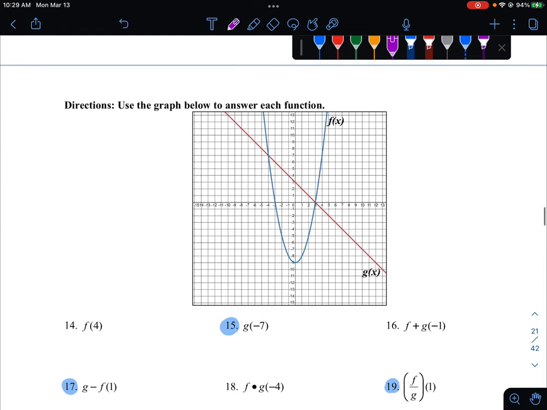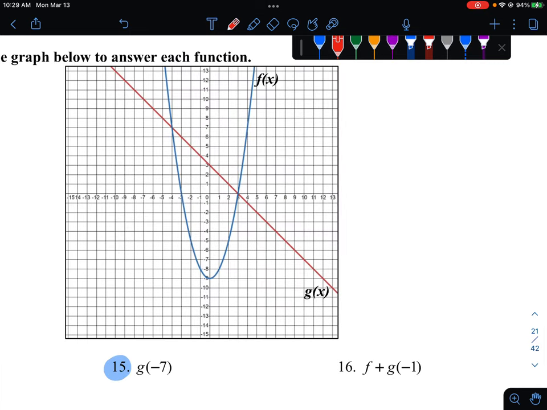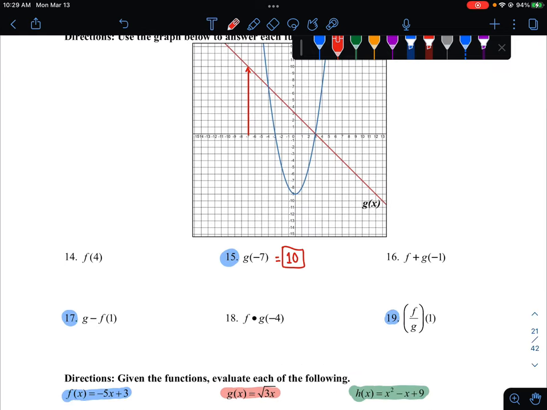Now using the graph, we just want to be careful on g. G is my red linear function. So I would go to -7 and follow that up to here, and it looks like we are at +10. So the x value is -7, the y value is 10. The operations work the same way.